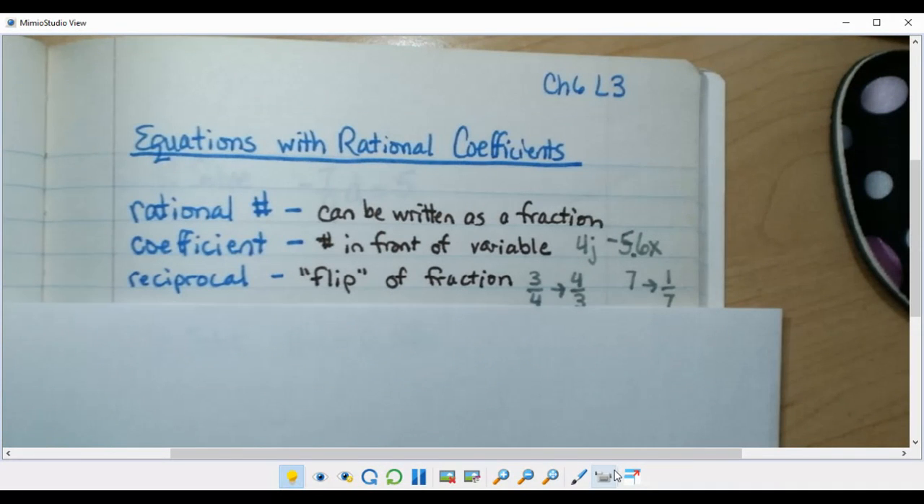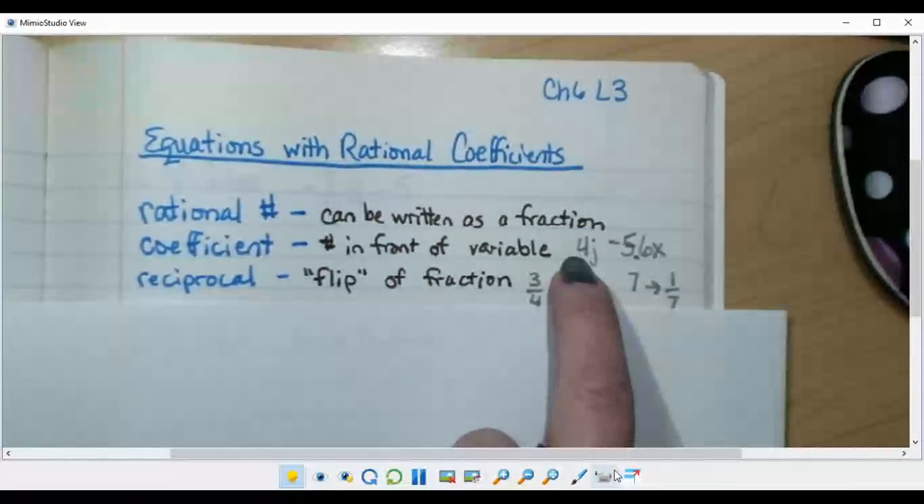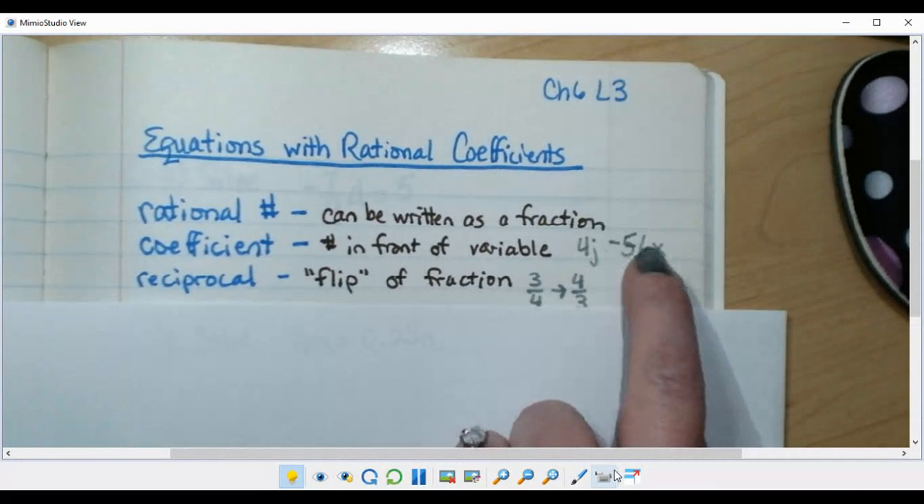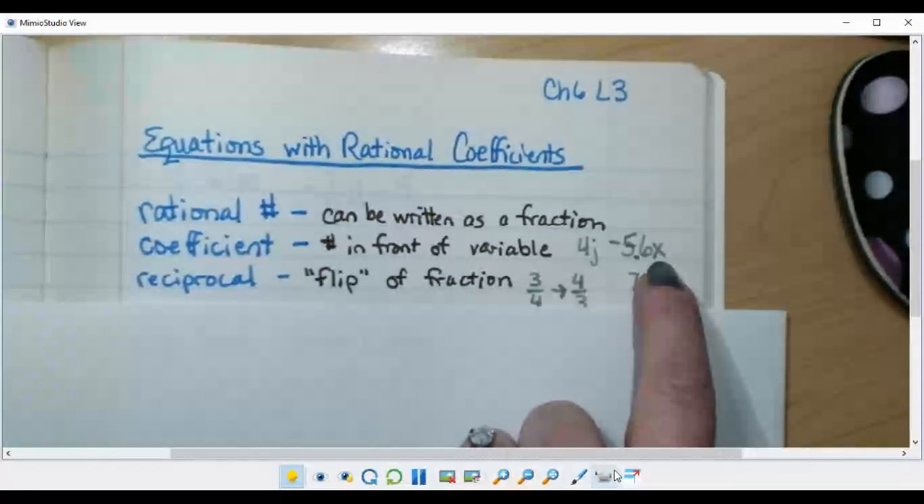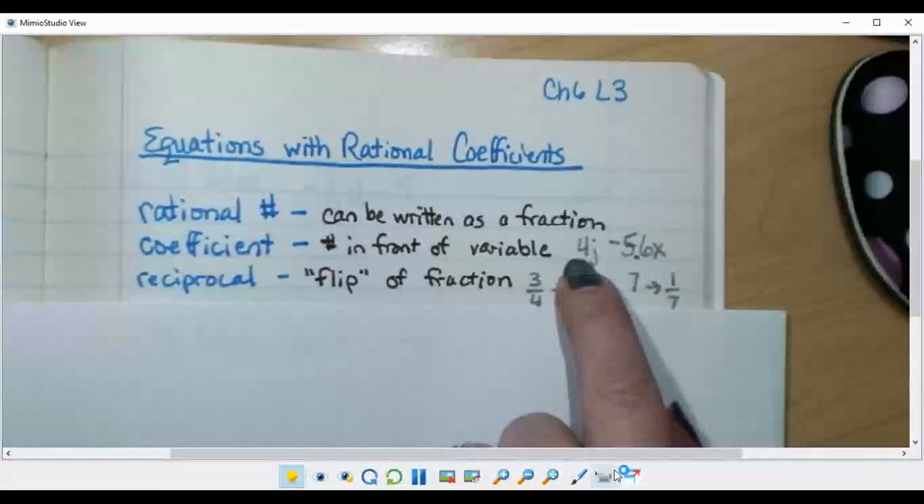How about a coefficient? We've talked about this several times this year. It's the number in front of the variable. And I have 2 examples here for you. So if I have 4j, the coefficient is the 4. It's the number that's multiplied by the variable. If I have negative 5 and 6/10 x, negative 5.6x, the coefficient is the negative 5.6. It's the number multiplied by the variable. And this, of course, is an example of a rational number. So is this, but we don't think much of it because we've talked about the counting numbers and integers for a long time.